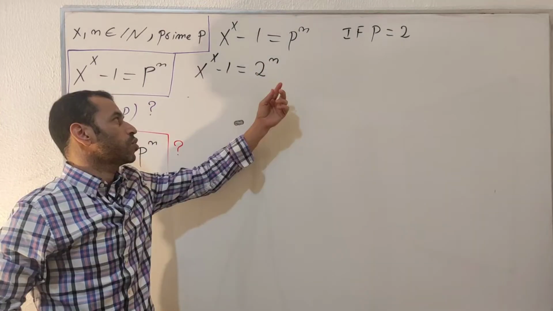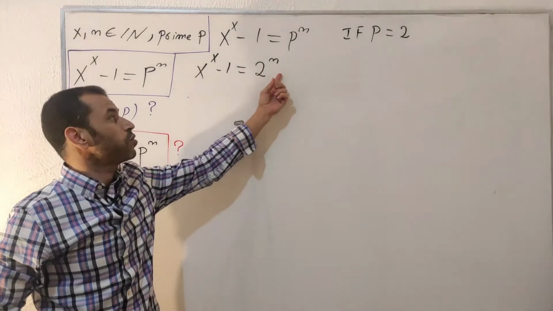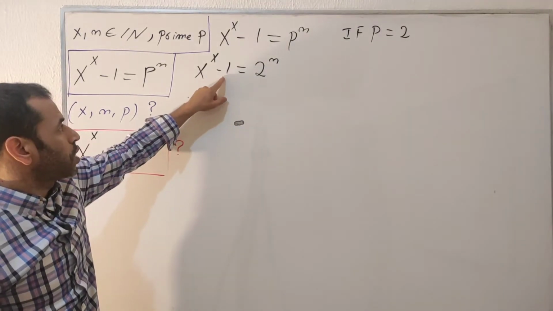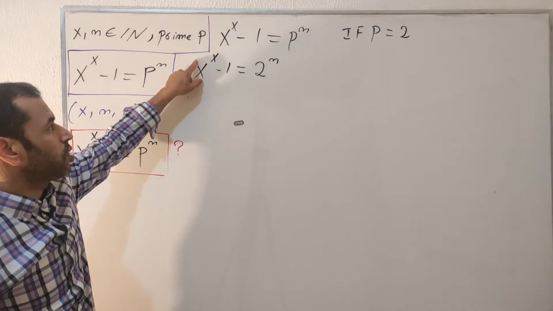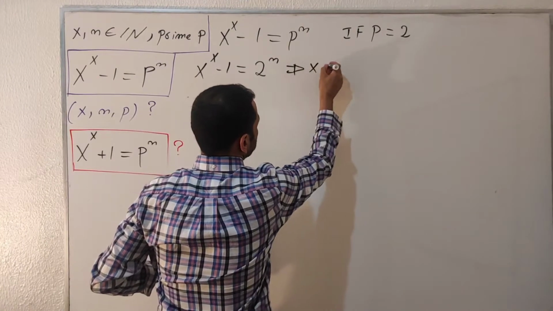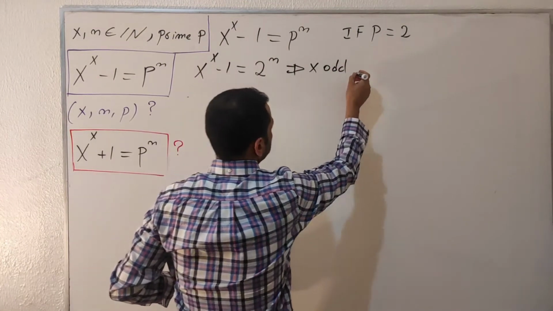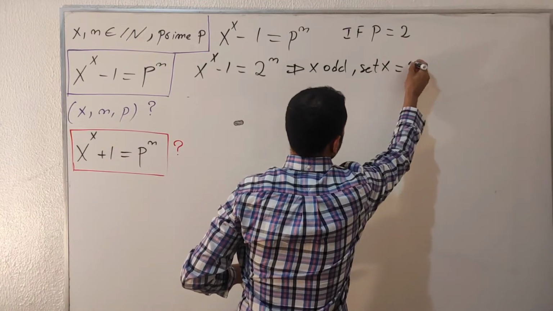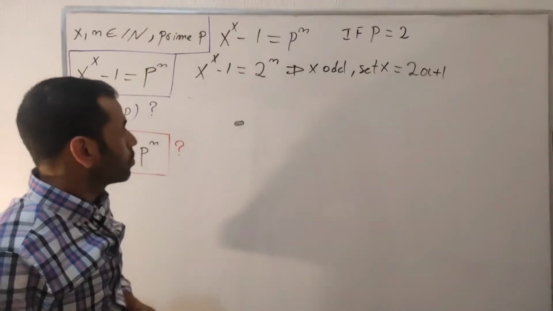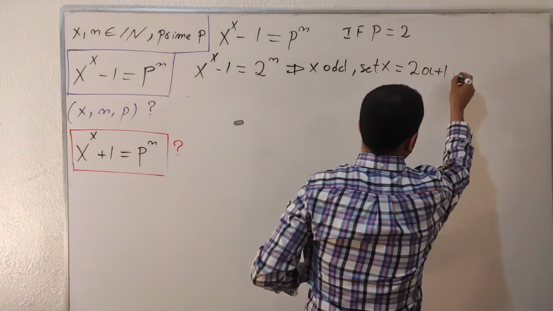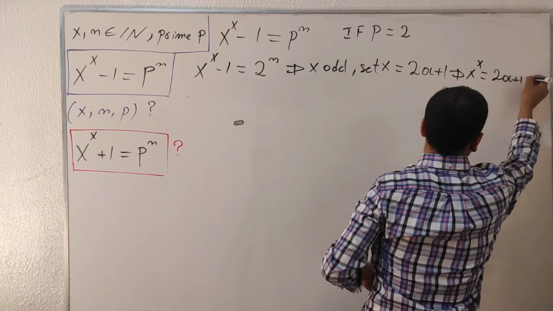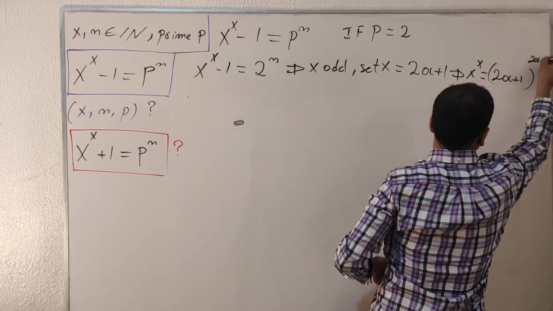We know the right side of this equation is even because it's a power of 2. So that means the left hand side of this equation must be even. Since we have minus 1 here, x to the x is odd. In other words, x is odd. If x is odd, let's set x equals 2a plus 1. Then x to the x equals 2a plus 1 as an exponent.